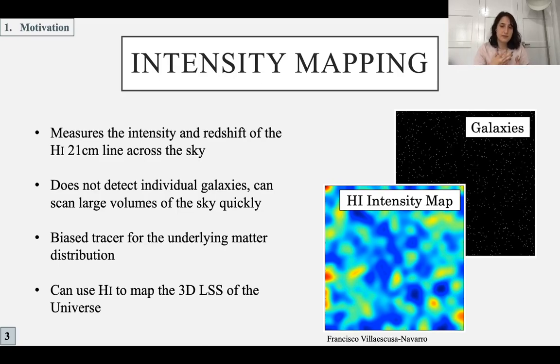And because after reionization, most of the neutral hydrogen in the universe can be found inside self-shielding galaxies, this means that HI is a really good bias tracer for the underlying matter distribution of the universe. And so we can use HI to map the three-dimensional large-scale structure of the universe.